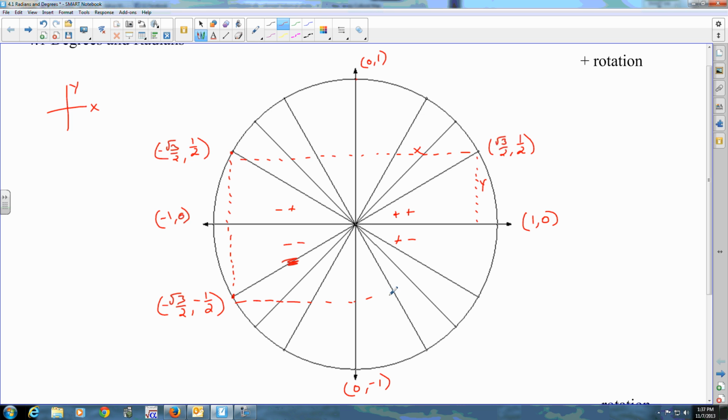And then if you come across, this is the same distance over as that one, so you're at square root of 3 over 2, but you're below the x-axis, so it's negative 1/2. So everything here has the same numbers. So on this box.